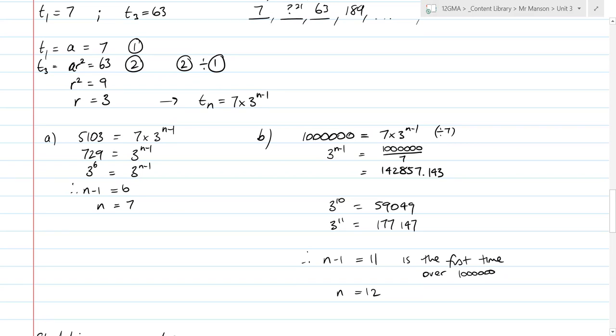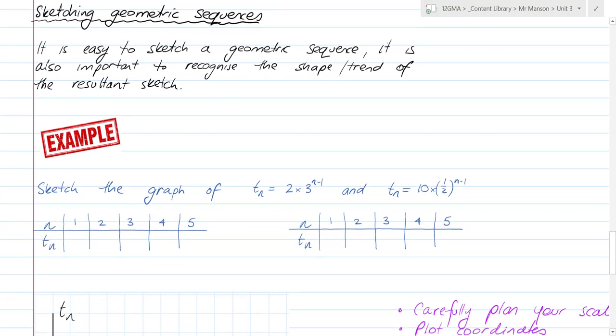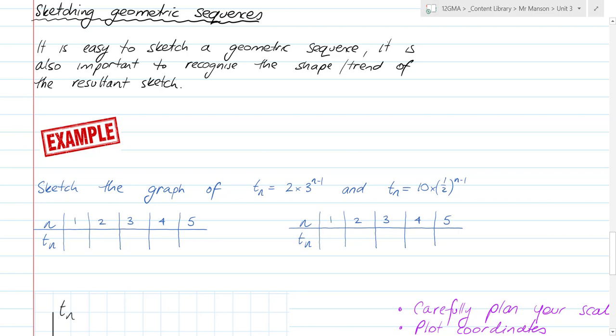Okay, we're going to just talk about our last little section, and then I'll give you the rest of the lesson just to get some work done and catch me up on your homework. Sketching geometric sequences. And we've talked about doing this recursively. It's no different to that. And if you can sketch or plot the first 5 or 6 or 7 terms, you'll be able to plot the associated exponential function without too much of an issue.